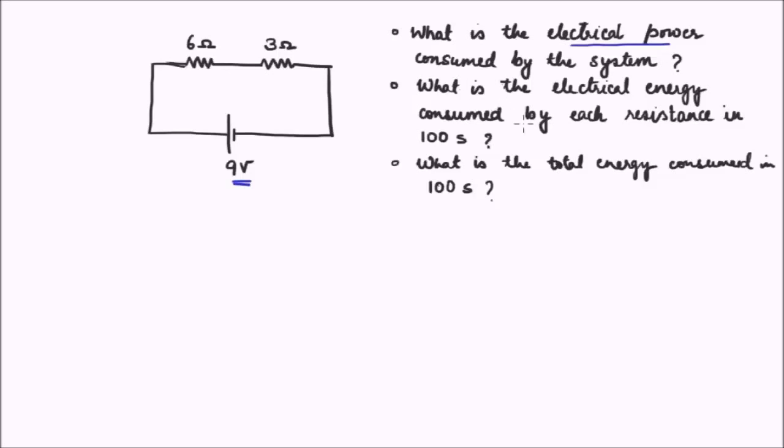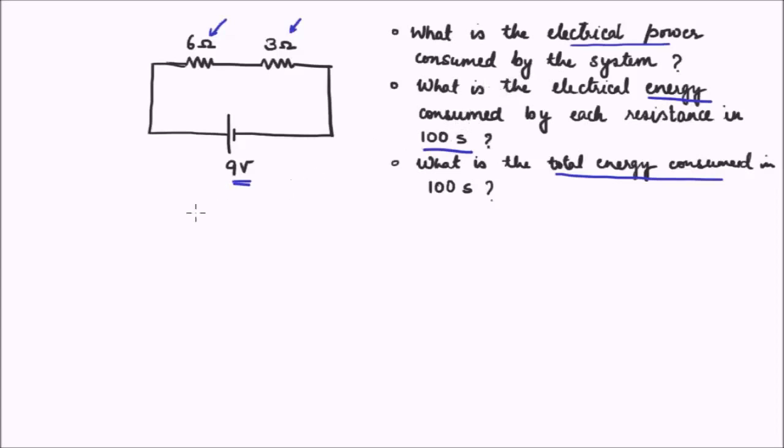Second part says what is the electrical energy consumed by each resistance. So we need to find out what is the electrical energy consumed by this and by this in 100 seconds. And finally we need to find the total energy consumed in 100 seconds. So basically the third part will be the sum of the electrical energy consumed by 6 ohm and by 3 ohm. So let us start with the first part that asks us to find the electrical power consumed by the system.